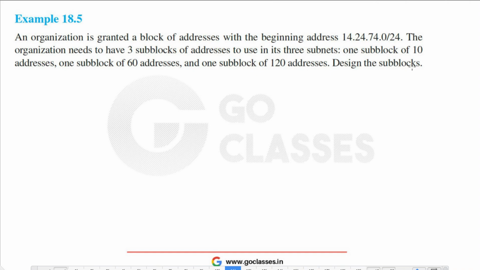Design the sub-blocks. So what they are saying is that in this case they want to divide this network into three subnetworks, such that each network has variable length addresses. See here, this is 14.24.74.0/24. Now they want to divide this into three subnetworks, each having a variable number of addresses. One has only 10 addresses, another has 60 addresses, another has 120 addresses. This is how they want to divide this.